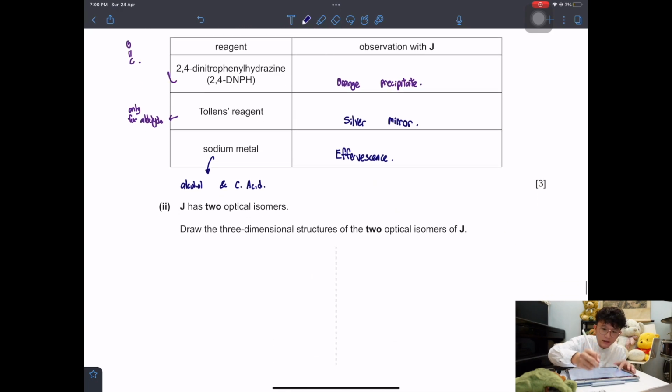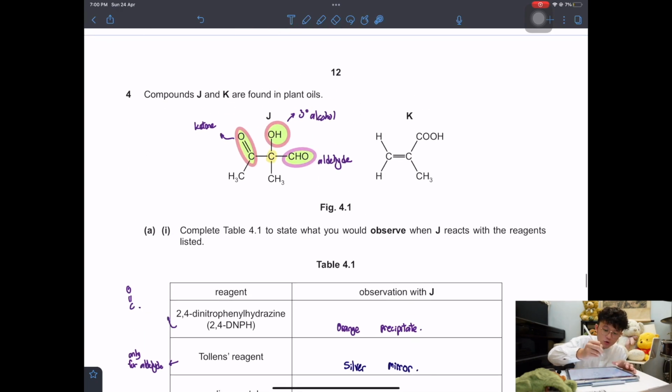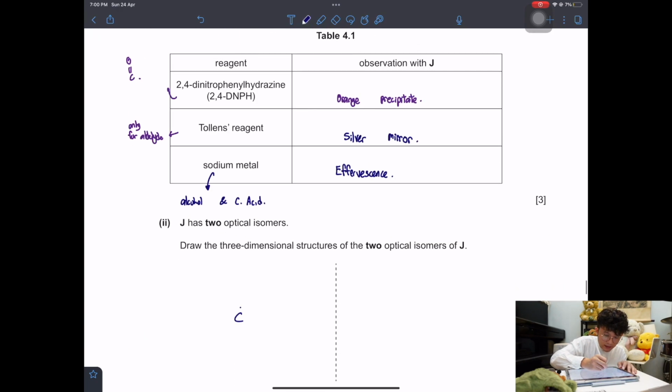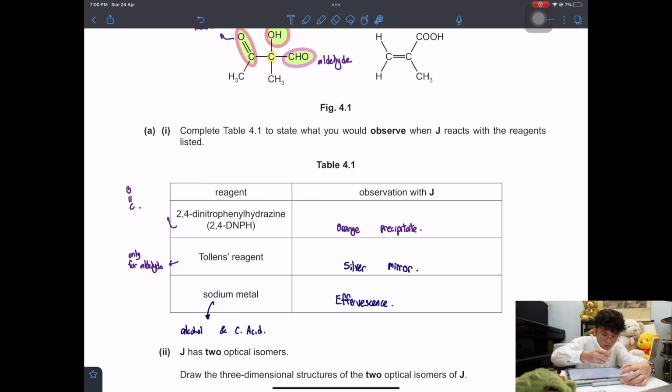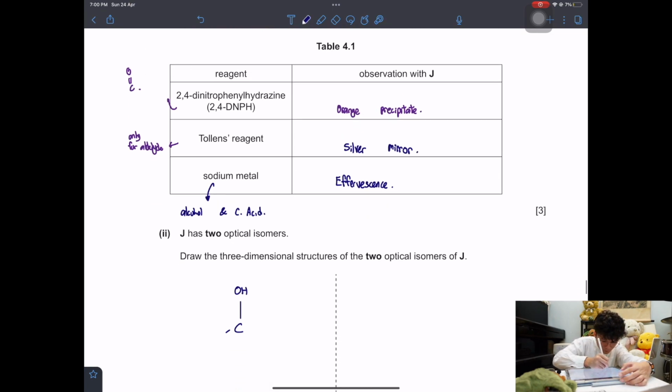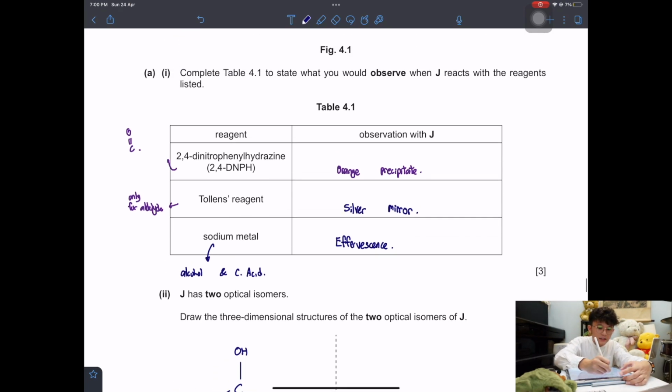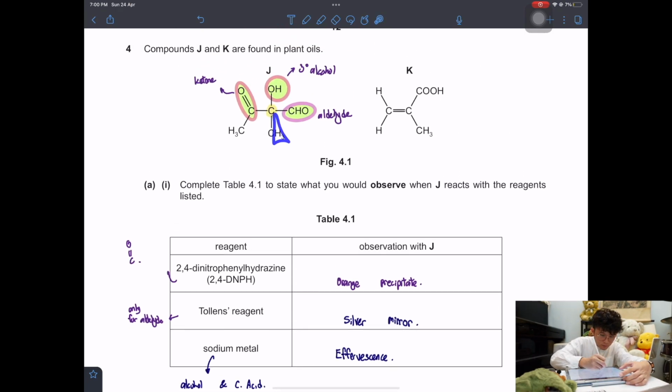Let me draw it here, and it's connected to OH. Guys, remember, whenever you are drawing optical isomers, please draw in 3D form. You need to show the bonds, how they are arranged, facing you, facing away from you. Please label every single thing. So I have OH. Then on the left hand side, I have COCH3, so please write it as COCH3. Then we have this bond facing you, which is CH3.